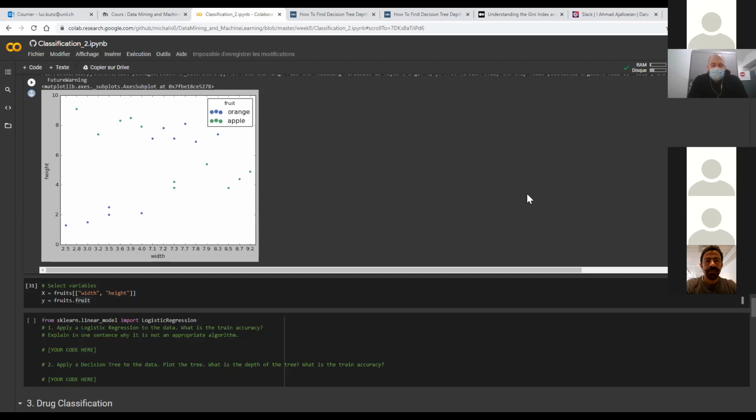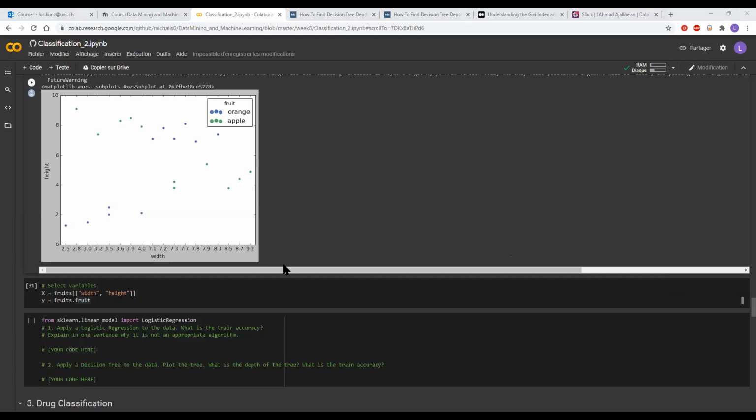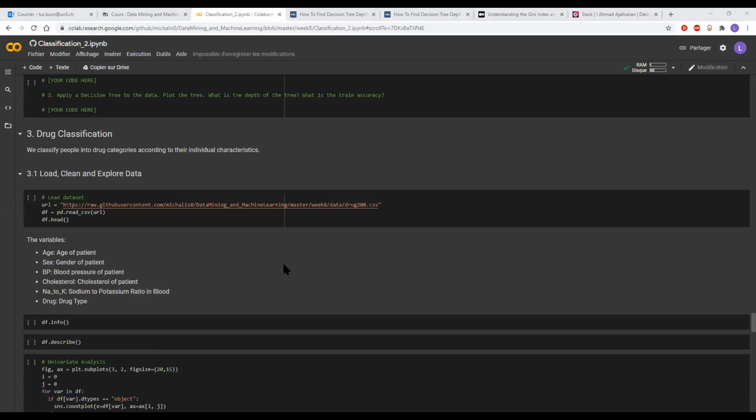For those who did this exercise, they already saw that the accuracy of the logistic regression is quite low, and the decision tree has a great accuracy, just because it's a nonlinear versus linear classification algorithm. And everybody has to submit in Slack. Do you want a capture or the code copy and pasted? Both is okay. Screenshot or code is okay. Okay, we can continue with the drug classification.